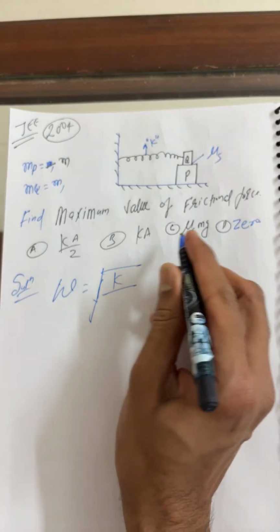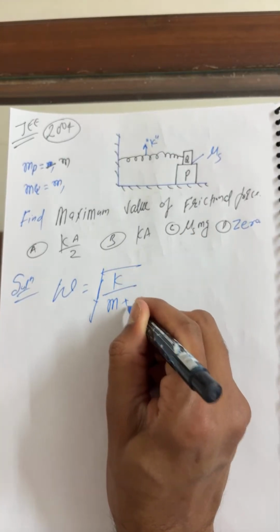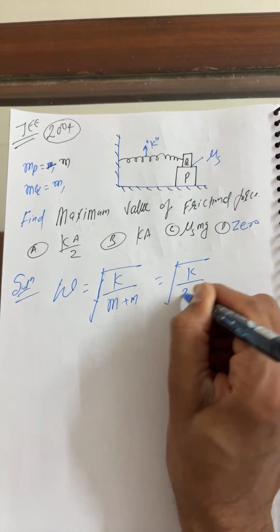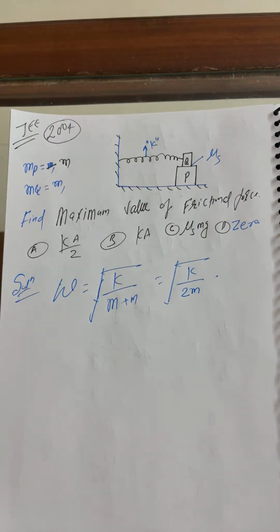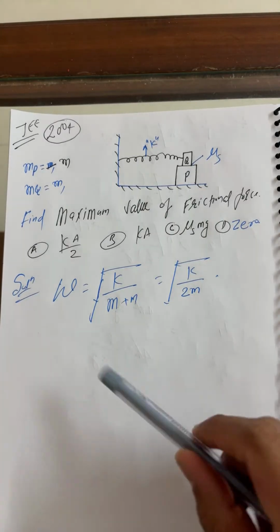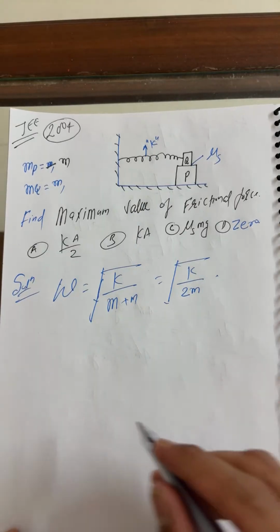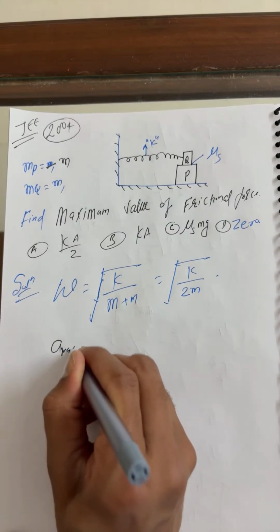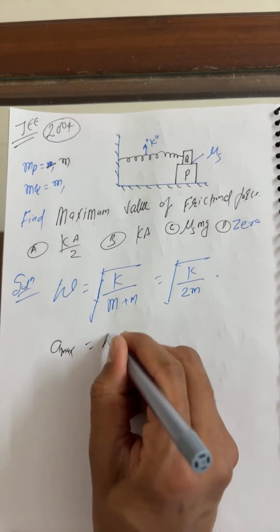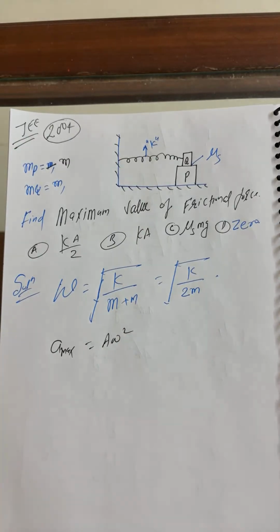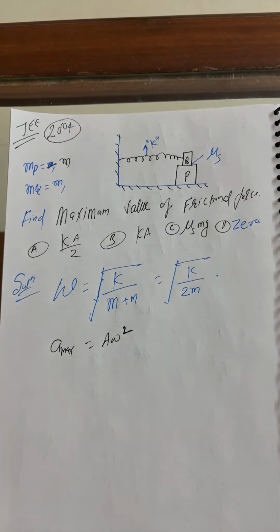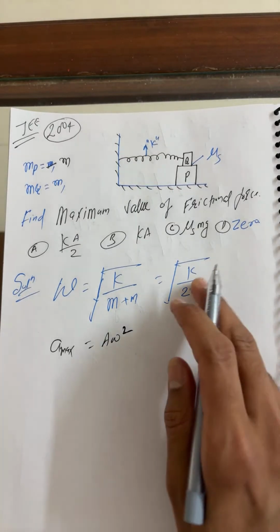Omega is K upon what? There are two masses here and both are identical, M plus M only. So the angular frequency is nothing but the square root of K upon 2M. We wish to find the maximum frictional force, so first we have to find the maximum acceleration. I hope all of you remember that maximum acceleration is A omega square. This is all part of the derivation, just keep it in your mind. Omega square we already found.